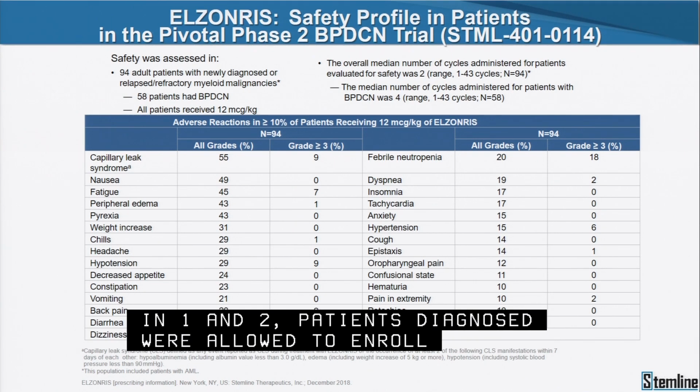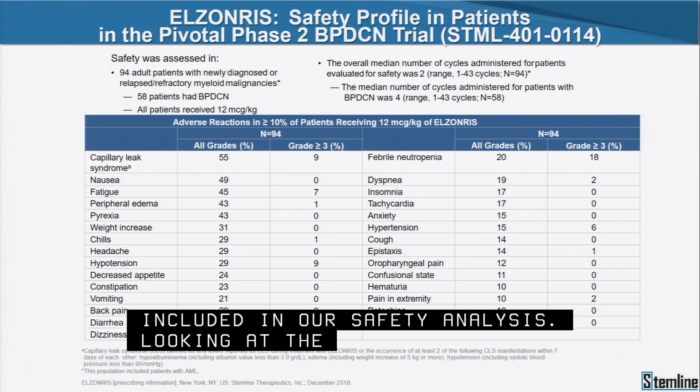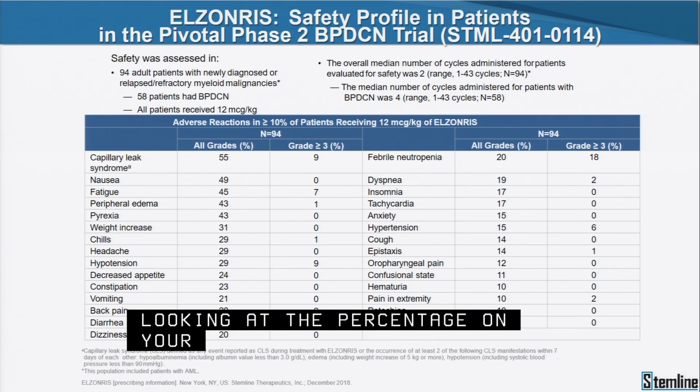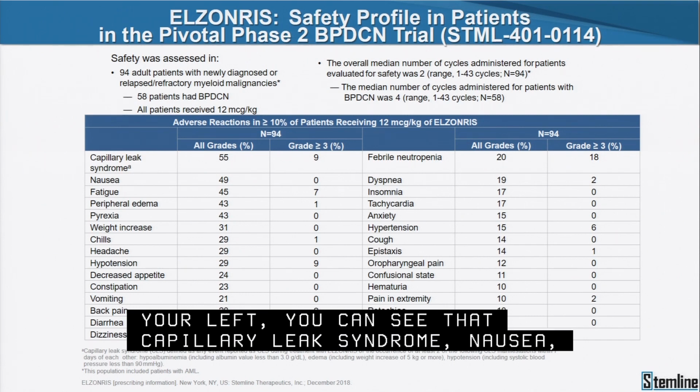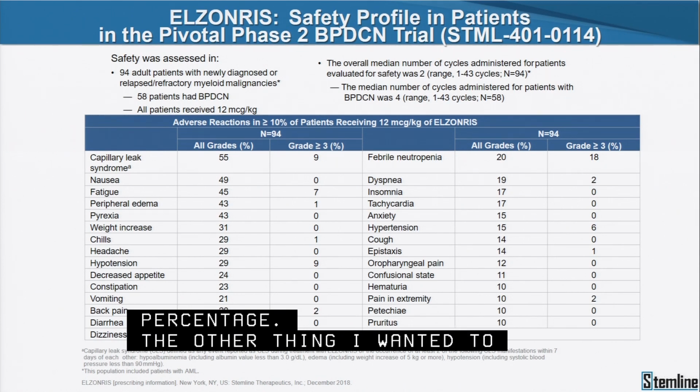Looking at the all grades percentage-wise on your left, you can see that capillary leak syndrome, nausea, and fatigue were the highest percentage all grade. The other thing I wanted to point out is that the median number of cycles of Elzonris administered to patients with BPDCN was 4.